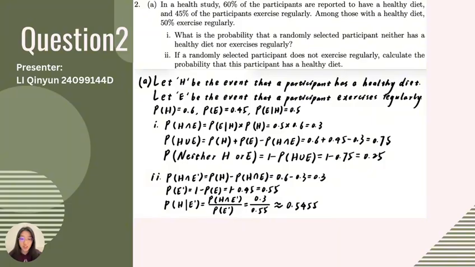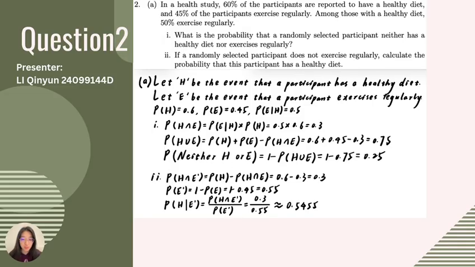Let's begin with part A. We define 2 events. Let H be the event that a participant has a healthy diet, and let E be the event that a participant exercises regularly. From the problem, the probability of H is 0.60, the probability of E is 0.45, and the probability of E given H is 0.50. The first question is to find the probability of neither H nor E.